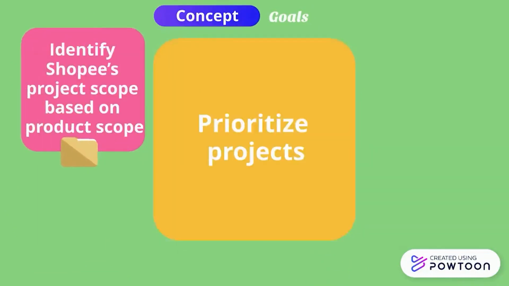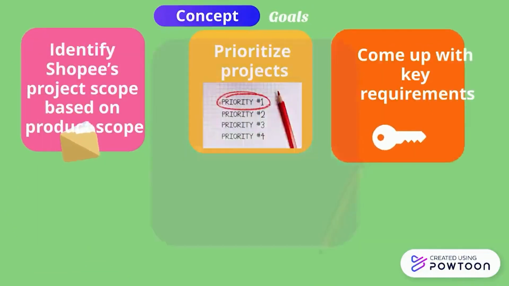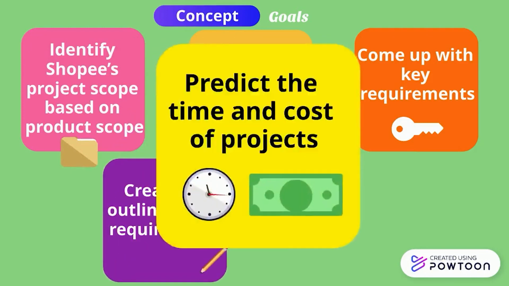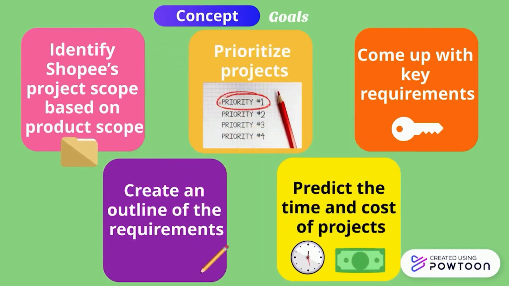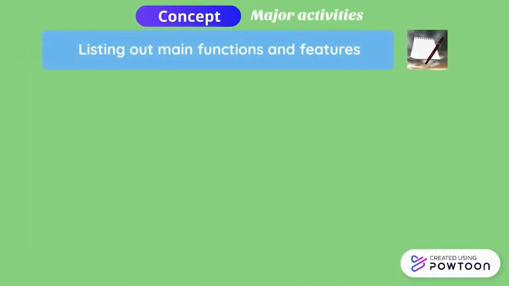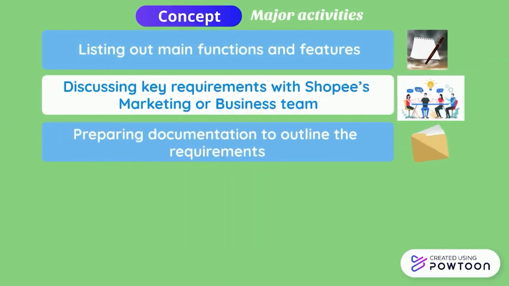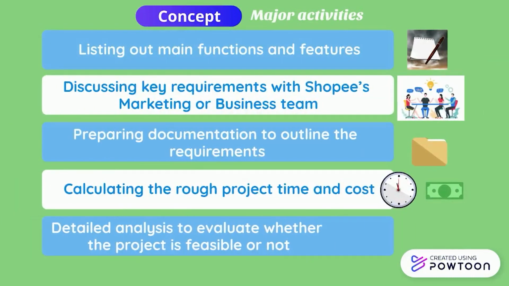For concept, the goals are identifying the project and product scope, coming up with and creating an outline of the key requirements, as well as estimating the time and cost of projects. The major activities are listing out main functions and features, discussing key requirements, preparing documentation, and calculating the rough project time and cost.